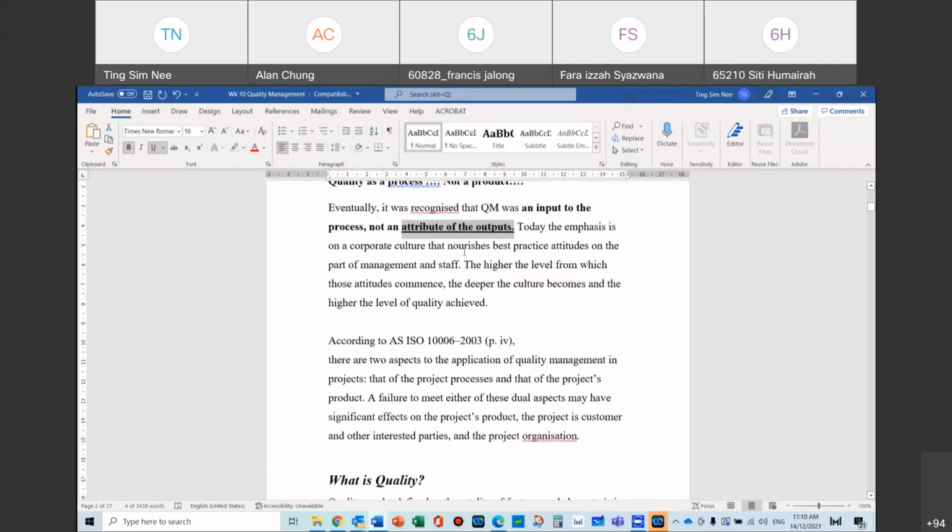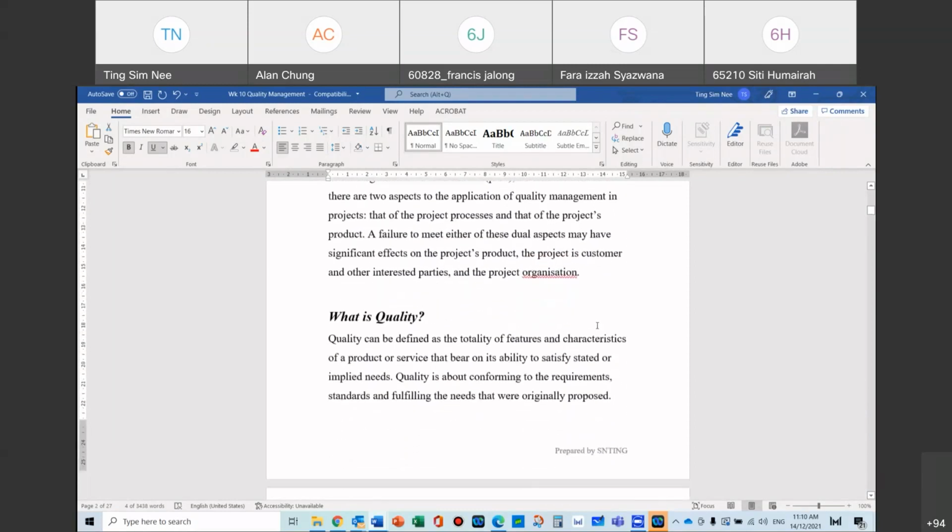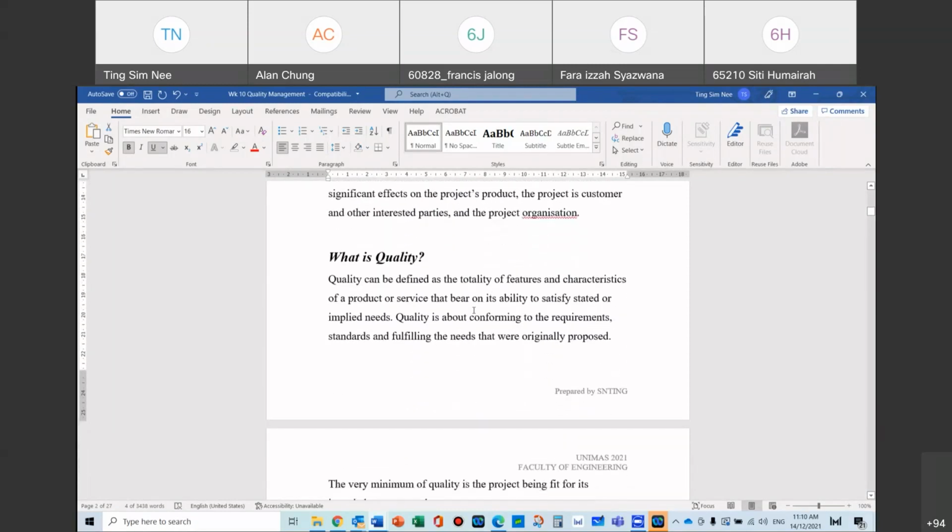Okay, so there are definitions of quality management. But before we talk about that, what is quality? Quality is about features, about characteristics. It's about the overall features that are able to satisfy the stated and implied needs. This sentence reminds you that even though it's about the features and characteristics of the product, at the end of the day you must know what the stated and implied needs are. So what are the stated needs? What are the implied needs? You get what I mean?